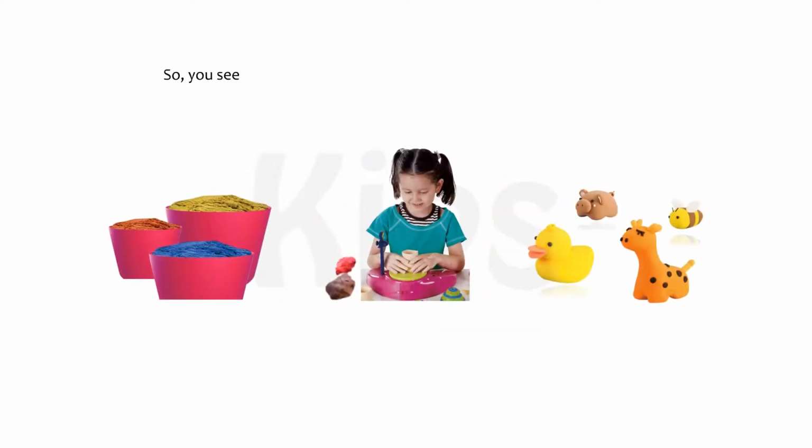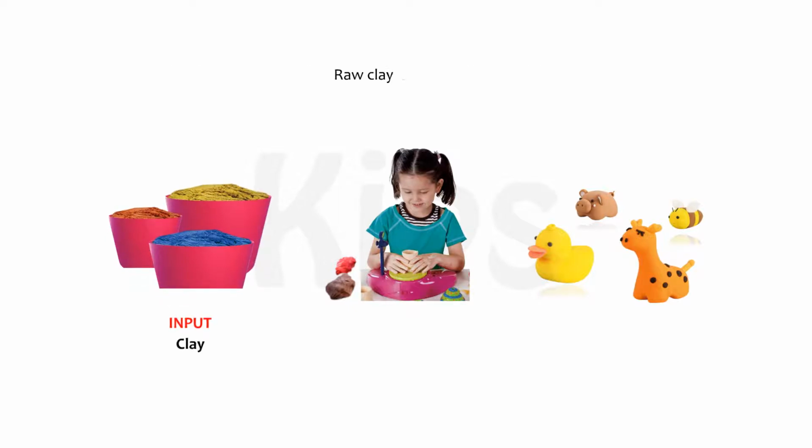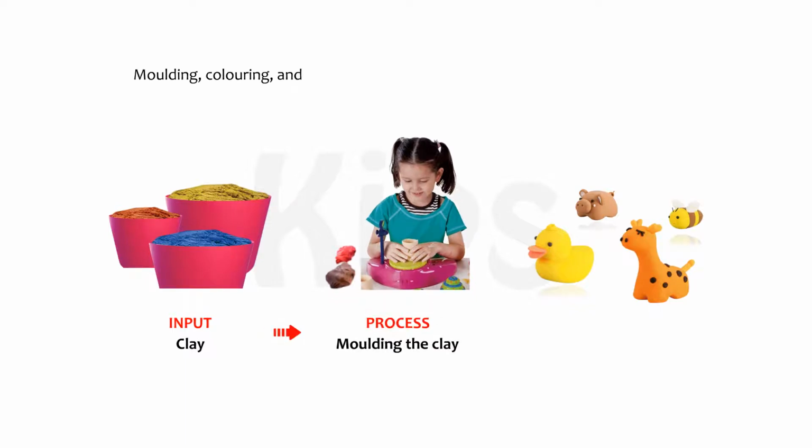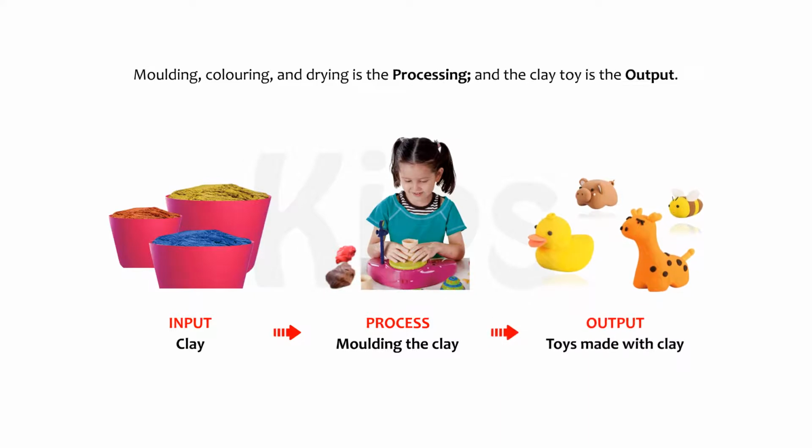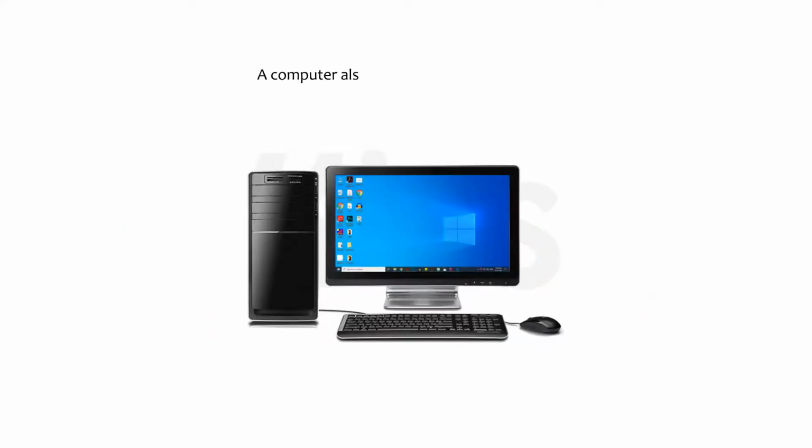So, you see that the formation of a toy is divided into 3 major steps. Raw clay is the input. Molding, coloring and drying is the processing, and the clay toy is the output. A computer also works in the same manner.